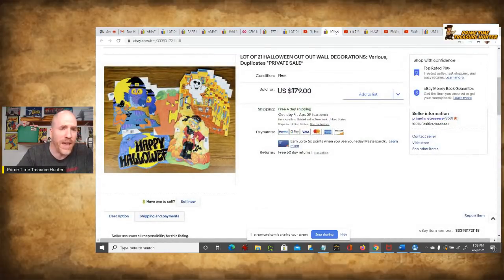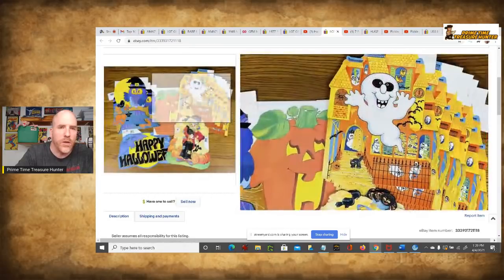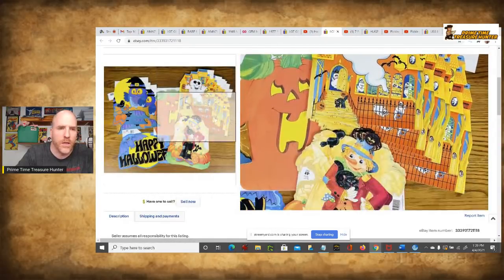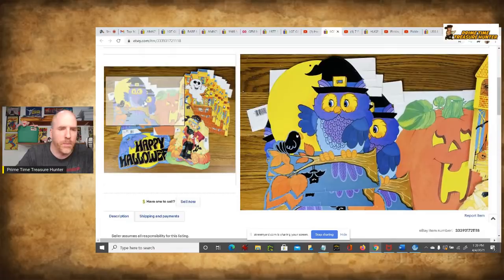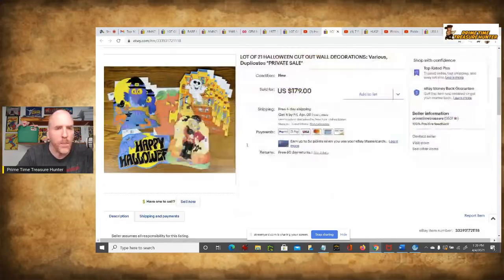This is actually a private deal that I made with someone. When it says private sale up top, what happened was somebody wrote me on eBay and said, hey, listen, I see you have all these different Halloween die cuts. And I had them listed in multiples. You could see here, there's multiples of the ghost, there's multiples of the purple owl. And a person said, how much for all of them? I want to buy them all that you have left.